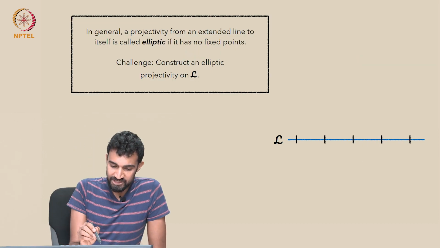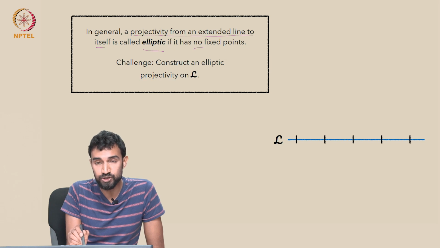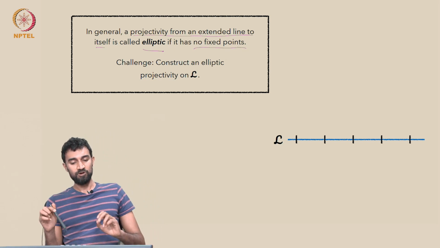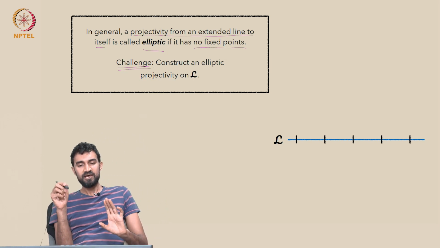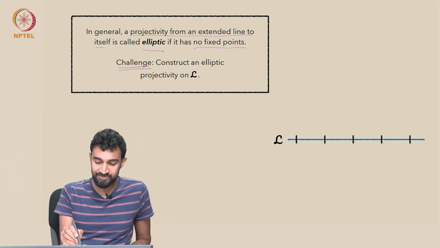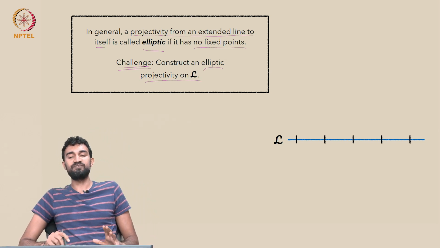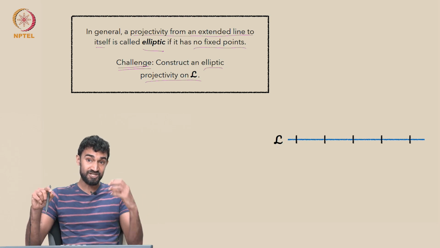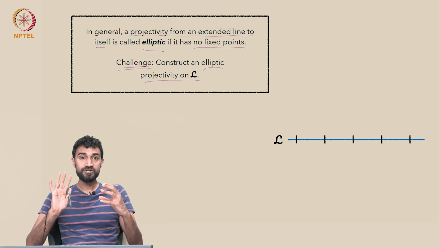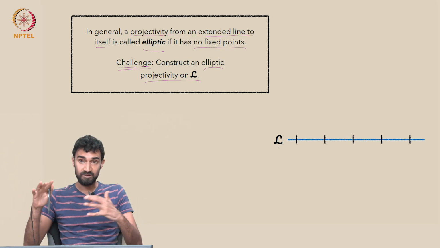Now, in general, a projectivity of an extended line to itself is called elliptic if there are 0 fixed points. So as a challenge exercise, can you construct an elliptic projectivity on this line L? Construct a projectivity that honestly has no fixed points. Remember, translation doesn't work because translation fixes the point at infinity. We want a projectivity of the extended line which has no fixed points, so the point at infinity can't be fixed.